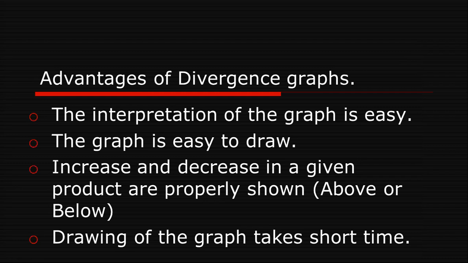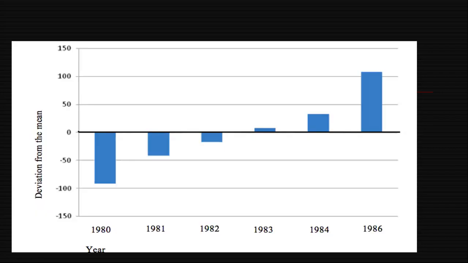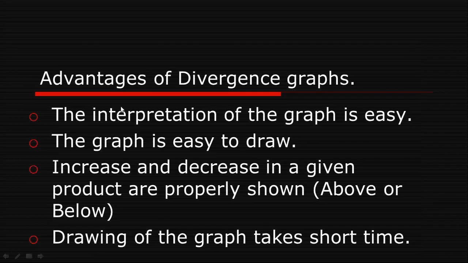Now let's look at the advantages. One of the advantages is that the interpretation of the graph is easy. If you looked at that graph, you should be able to know that what is up here is positive and what is down is negative by virtue of having this value. Then the graph is easy to draw. Some graphs are not, you cannot easily draw them. We shall later on look at them.